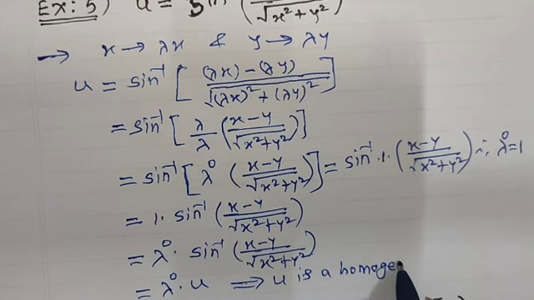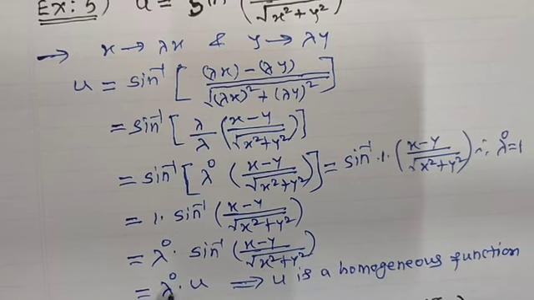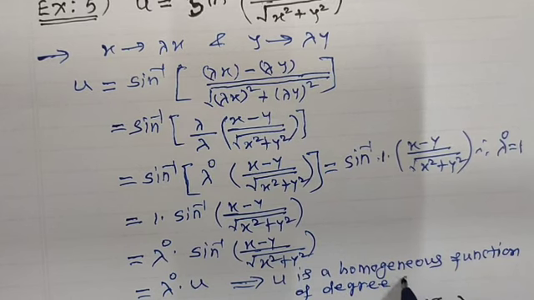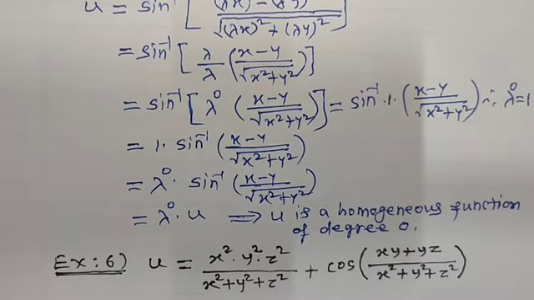U is a homogeneous function. And what is the degree of this function? The power of lambda is what? 0. So it is a homogeneous function of degree 0. In this way, this sum is solved. Let us solve sum number 6.